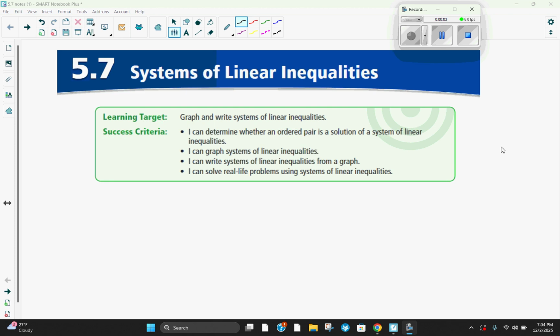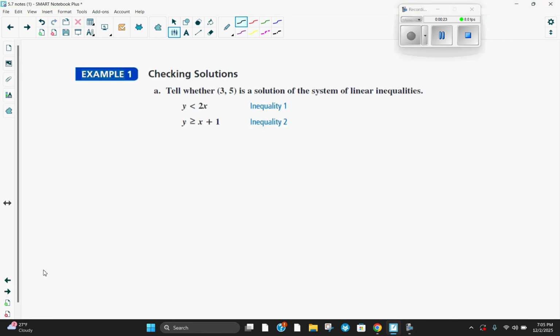Today we're going to look at systems of linear inequalities, and we're going to graph a system. We're going to look to see if we can find a solution, and then we're going to write some systems of linear inequalities from a graph. So previously you learned how to graph an inequality, and we'll be doing that today.